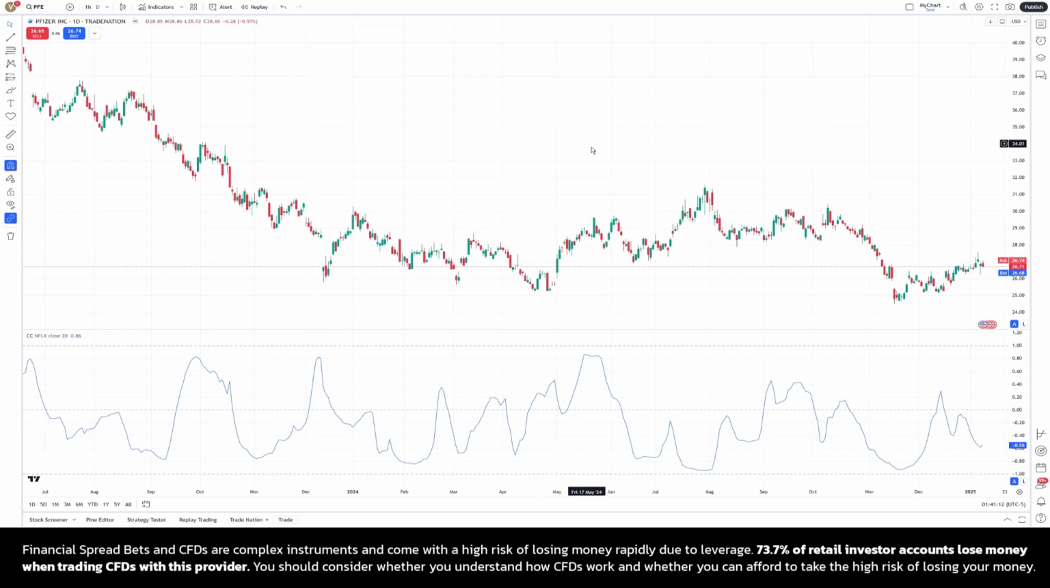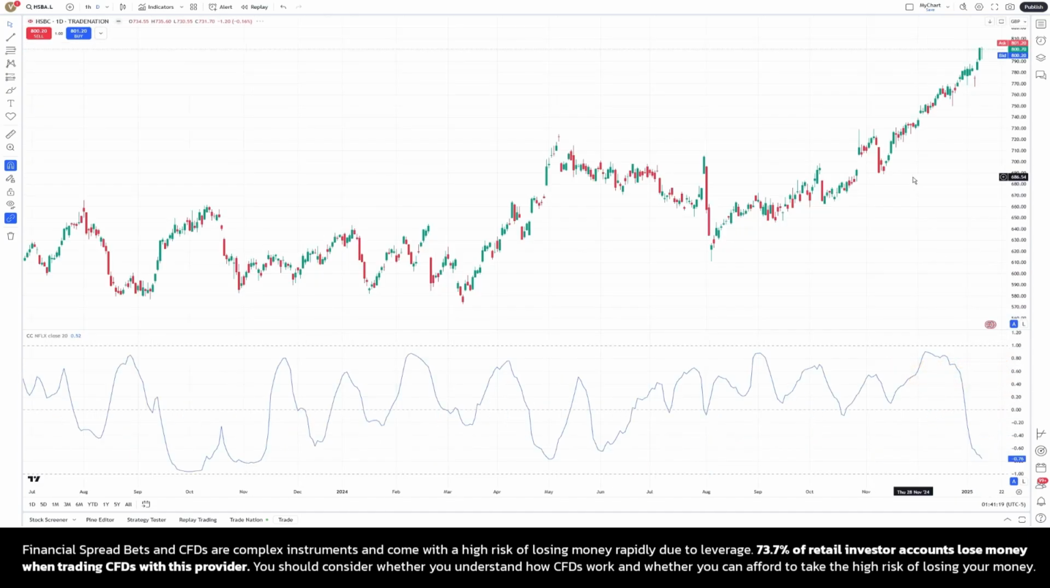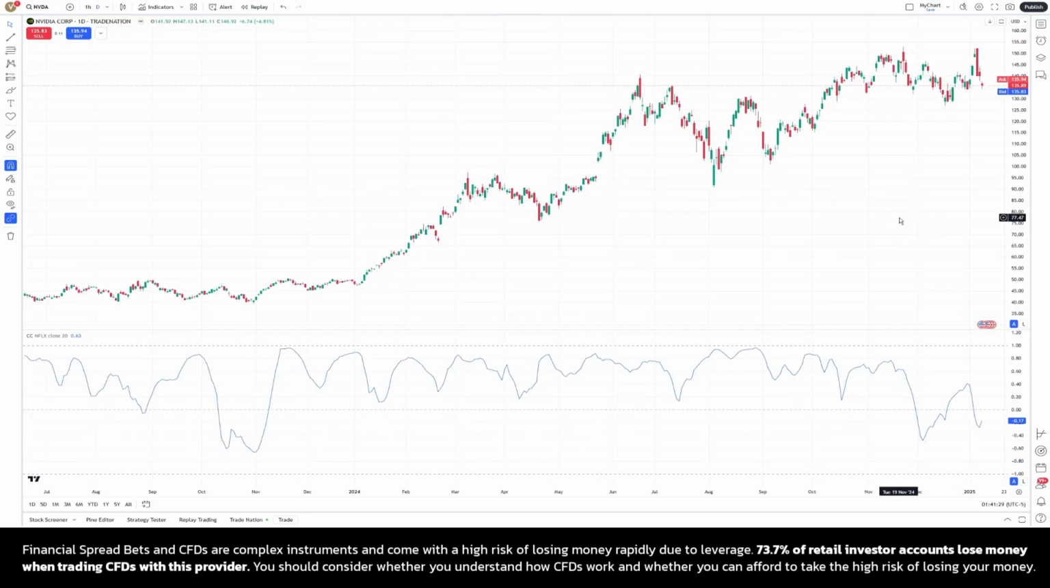One of the primary applications of the correlation coefficient indicator is in risk management and portfolio diversification. Traders and investors use it to assess the relationships between assets in their portfolios. A portfolio with highly correlated assets may be more vulnerable to market swings, as all assets might move in the same direction during periods of volatility.